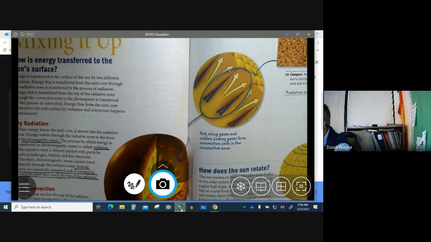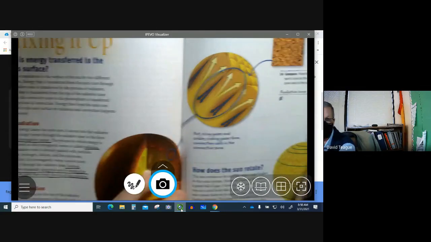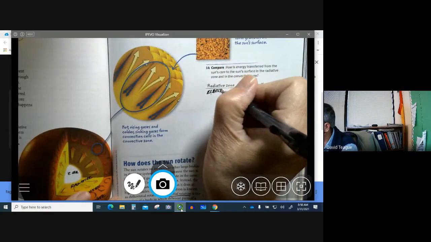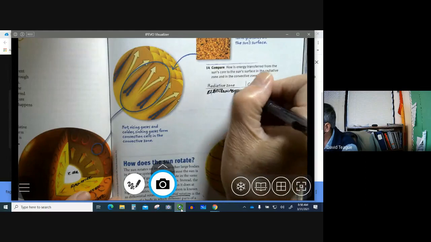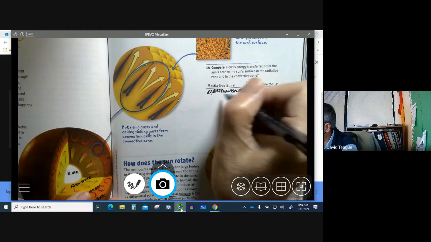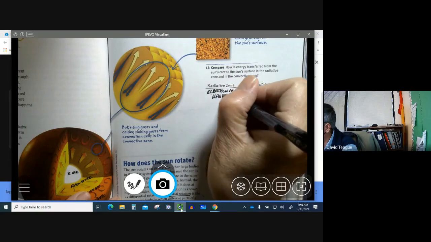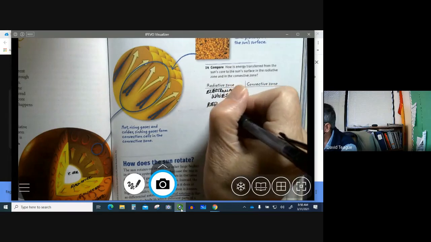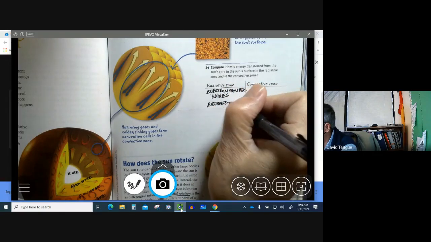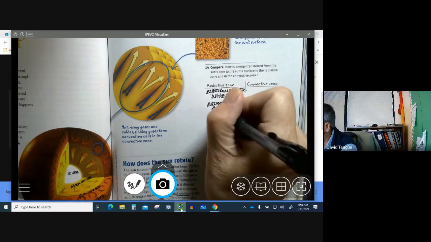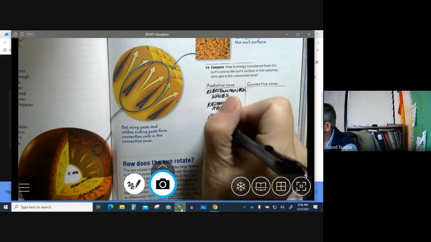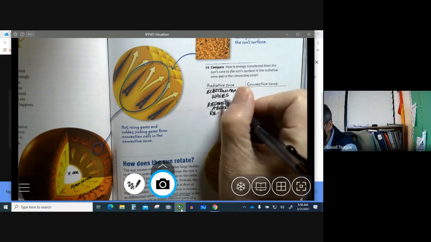Okay, so number 14, radiative zone is electromagnetic waves. We're going to write, let me move it over, sorry. Electromagnetic waves repeatedly absorbed and re-emitted.